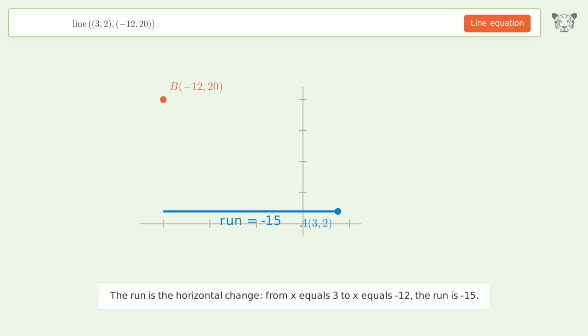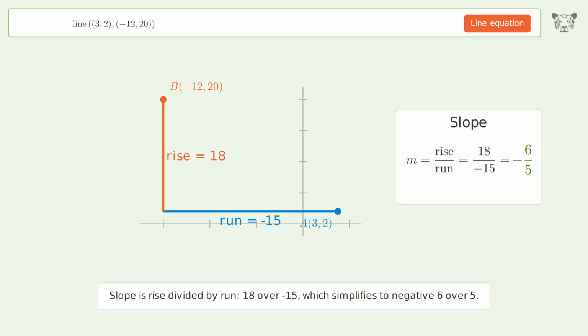The run is the horizontal change, from x equals 3 to x equals -12, the run is -15. The rise is the vertical change, from y equals 2 to y equals 20, the rise is 18. Slope is rise divided by run, 18 over -15, which simplifies to -6/5.